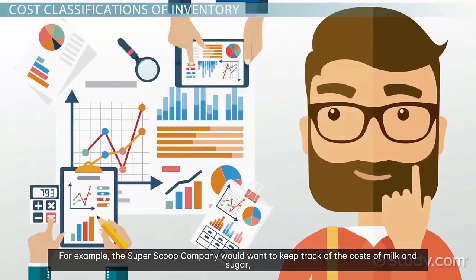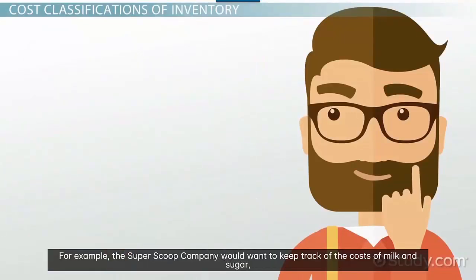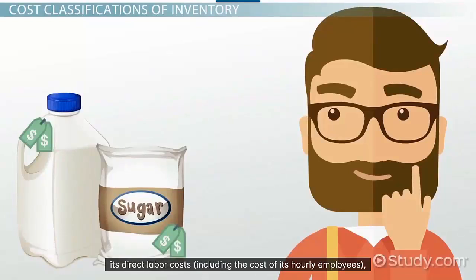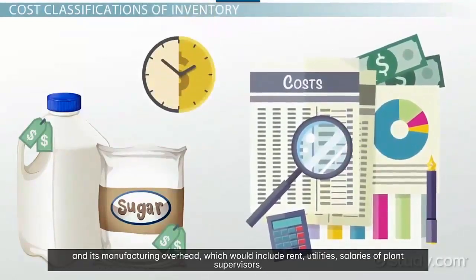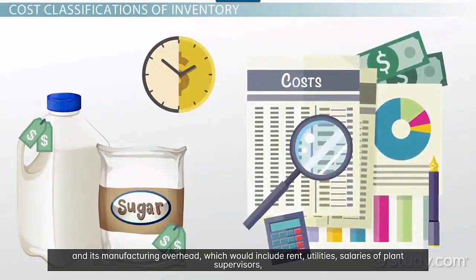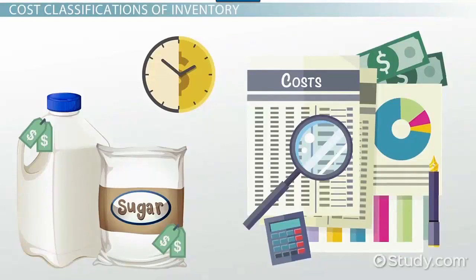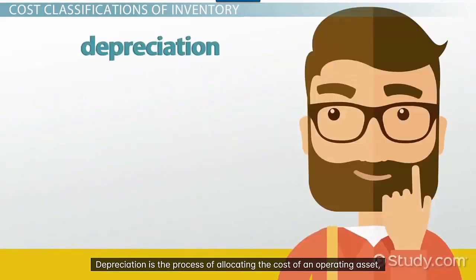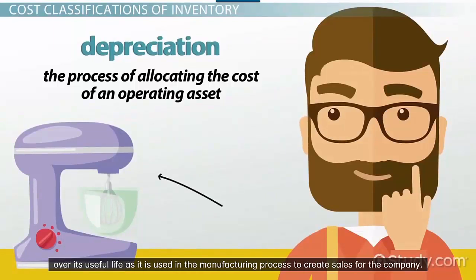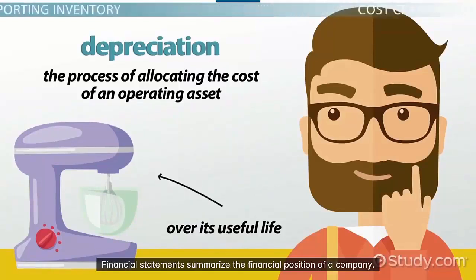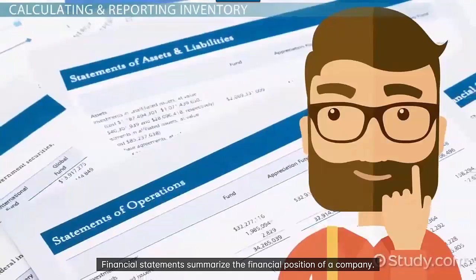For example, the Super Scoop Company would want to keep track of the costs of milk and sugar, its direct labor costs, including the cost of its hourly employees, and its manufacturing overhead, which would include rent, utilities, salaries of plant supervisors, and depreciation. Depreciation is the process of allocating the cost of an operating asset, such as a machine or piece of equipment, over its useful life as it is used in the manufacturing process to create sales for the company.